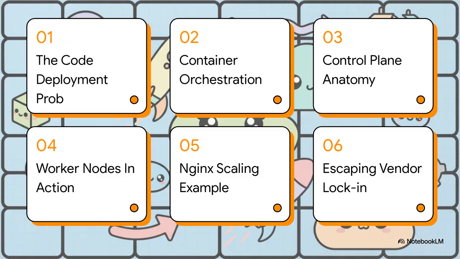So here's our roadmap for today. First, the code deployment problem. Second, the container orchestration solution. Third, the anatomy of the control plane. Fourth, worker nodes in action. Fifth, the Nginx scaling example. And finally, escaping vendor lock-in.